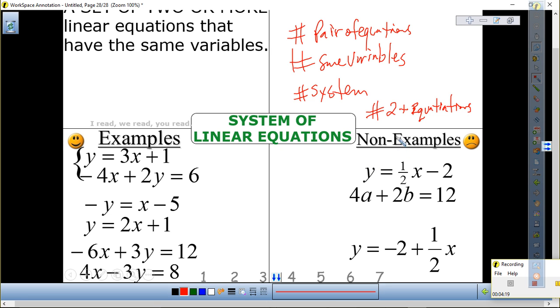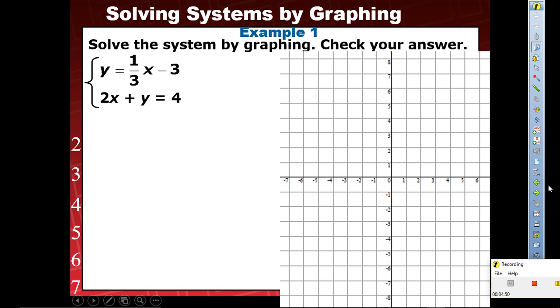All right, so usually when we do a lesson, I give you the steps as to what we're going to do. Today, you're going to come up with the steps. So for right now, copy that, and then we'll get started with example 1. At the top right of your graphing paper, write example 1: solve the system by graphing and check your answer.